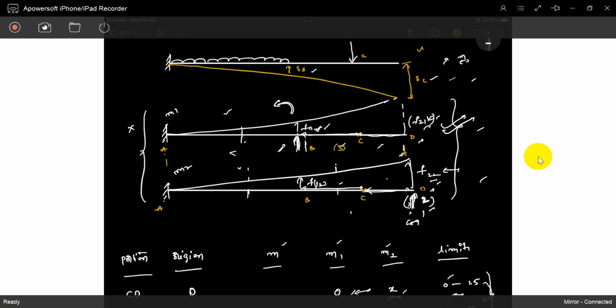Or F12, when you apply a unit force here. This is only applicable when a unit force is applied. If the forces are different, you can't do it. When you apply a unit force in the second direction, but you want the deflection in the first direction, this effect and this effect, you can multiply and get it. So these two are equal. So many times we did it. Okay. Those two are equal.